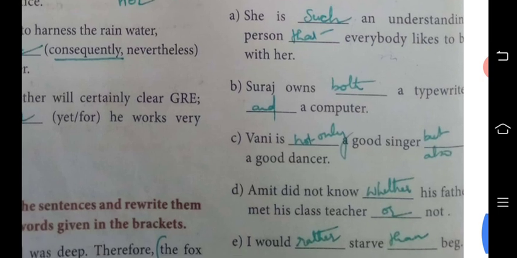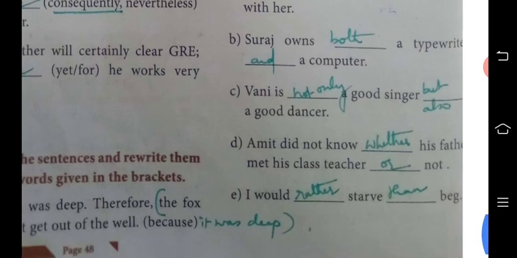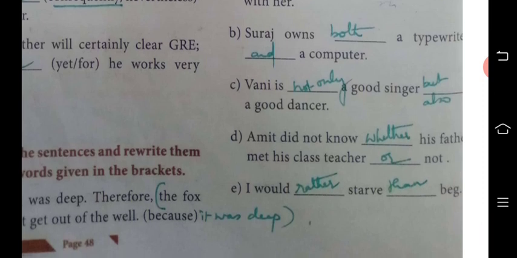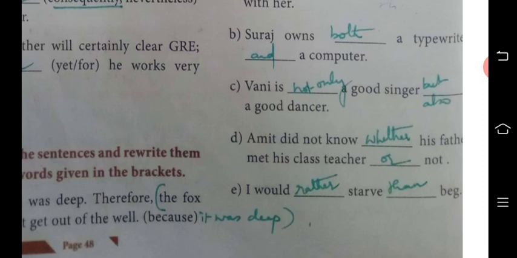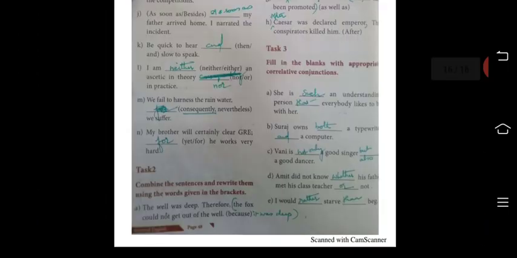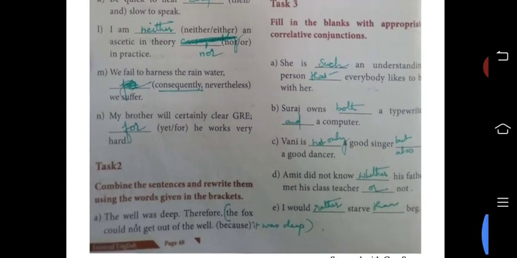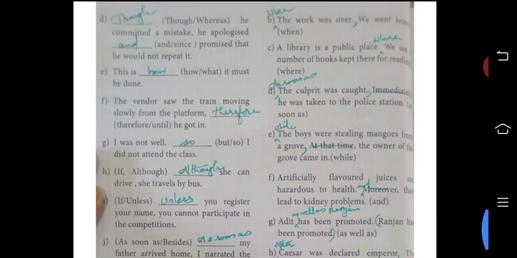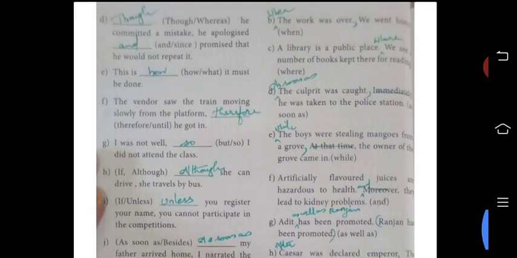Suraj owns both a typewriter and a computer. Vani is not only a good singer but also a good dancer. Amit did not know whether his father met his class teacher or not. So whether or. And then I would rather starve than beg. Got it or not? Okay, take a screenshot for correlative conjunction. And take a screenshot for this one, the combined sentences, and this one.